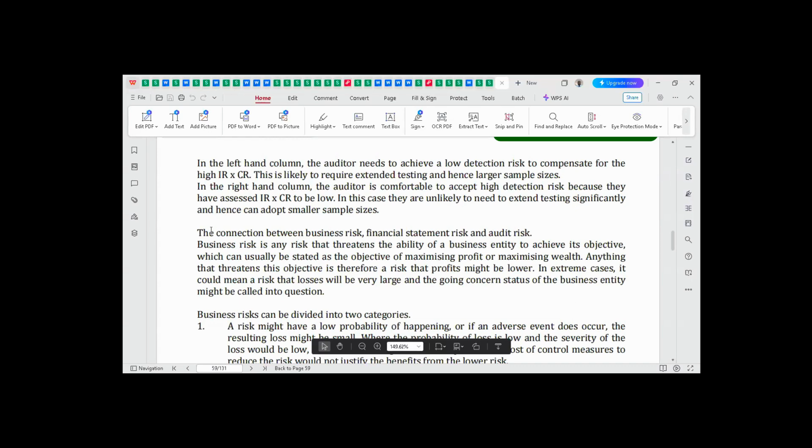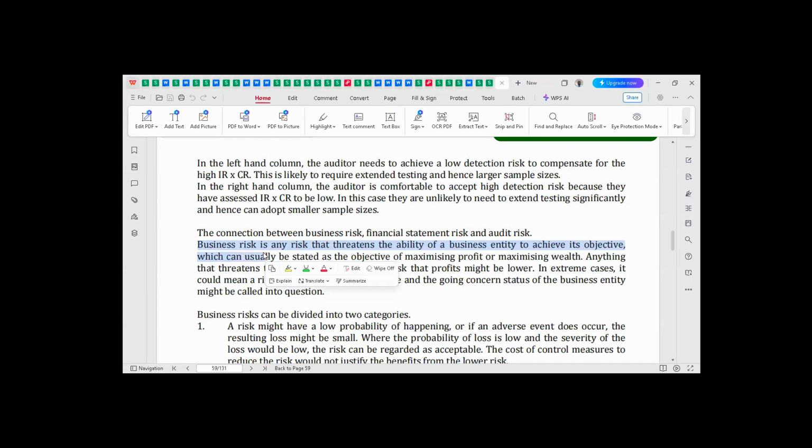Let's look at the connection between business risk, financial statement risk, and audit risk. What do you mean by business risk? Business risk is any risk that threatens the ability of a business entity to achieve its objective, which is usually to make profit.